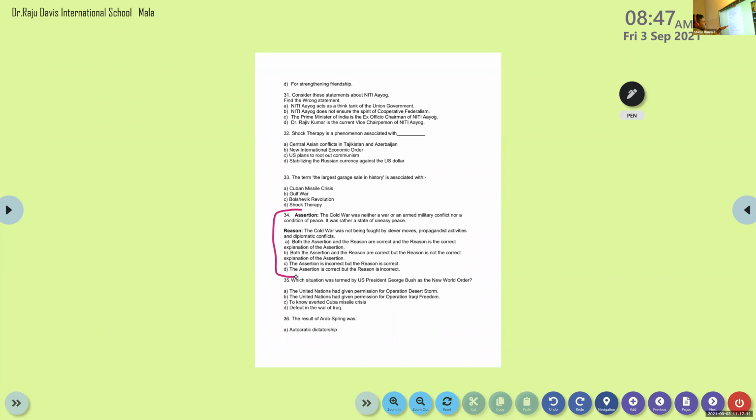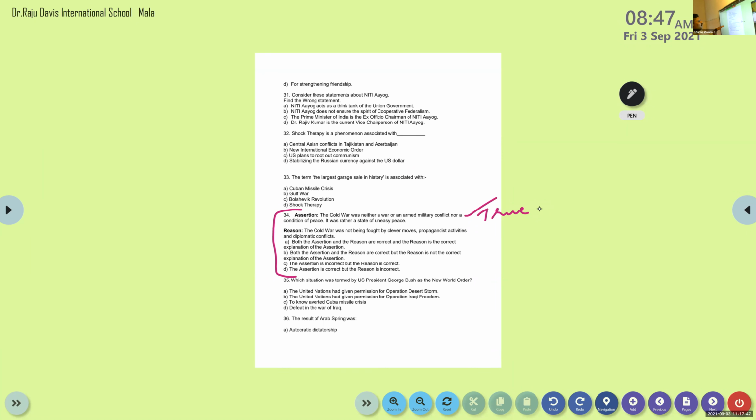Both the assertion and the reason are correct, and the reason is the correct explanation for the assertion. Both the assertion and the reason are correct, but the reason is not the correct explanation for the assertion. The assertion is incorrect, but the reason is correct. The assertion is correct, but the reason is incorrect. So check it. What is the assertion? The Cold War was neither a war or an armed military conflict, nor a condition of peace. It was rather a state of uneasy peace. What are you telling? Is this statement correct or not? Yes, of course. The assertion is correct. True, right? Next one, second one.